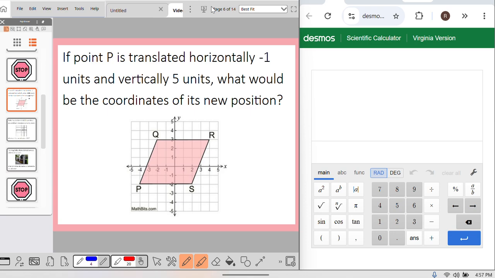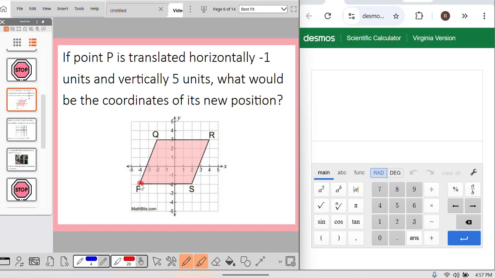Okay, let's try some transformations. It says if point P is translated horizontally -1 and vertically 5, what would be the coordinates of its new position? Good news is we only have to worry about point P.